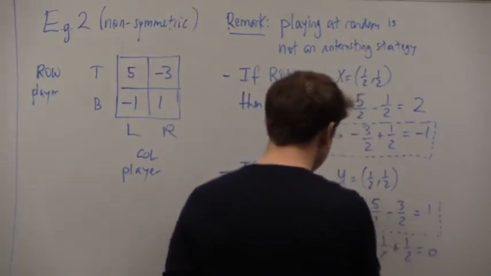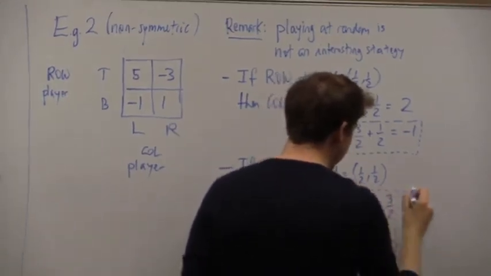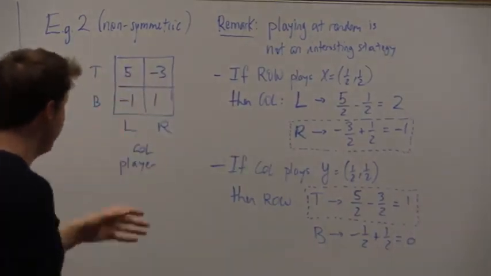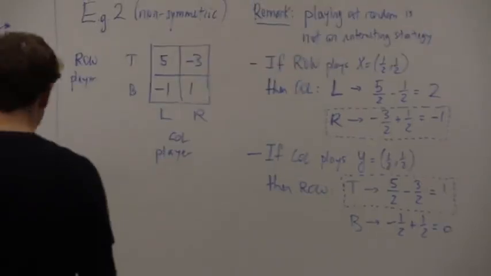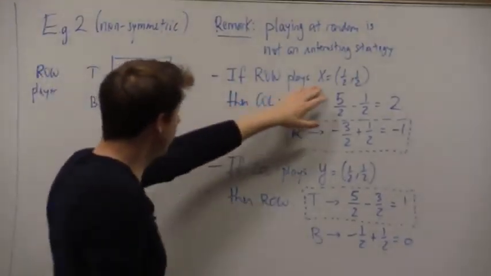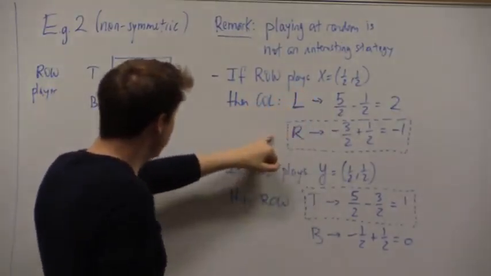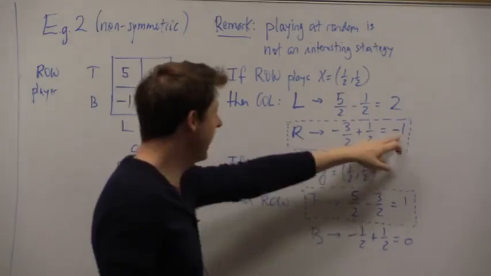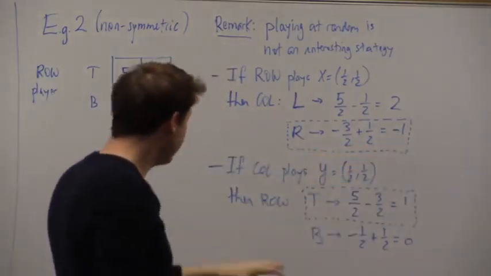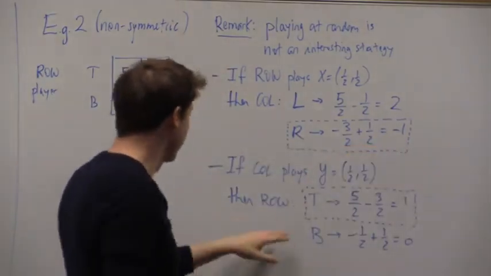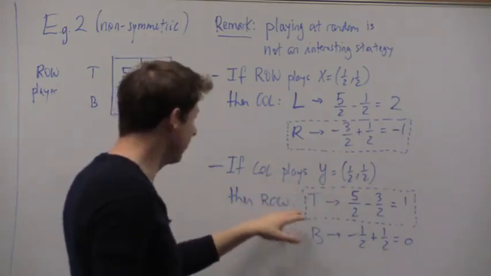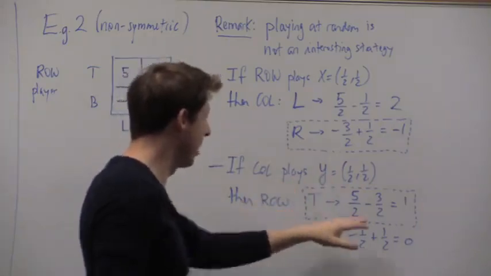Now, what we see here is very different than what we saw in the case of rock, paper, scissors. We see that if row were to play at random, then the column player would be able to force the value of the game to be minus 1. Whereas if the column were to play at random, then the row player would be able to force the value of the game to be 1.